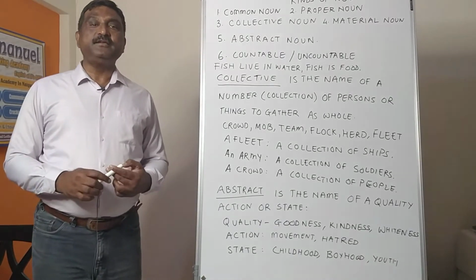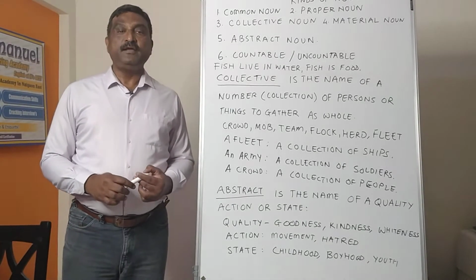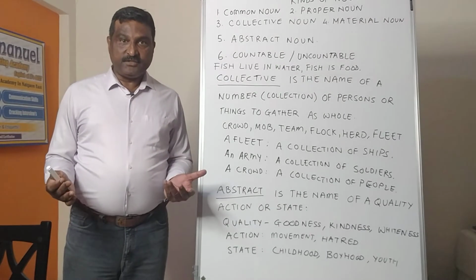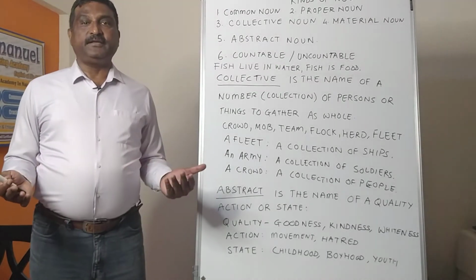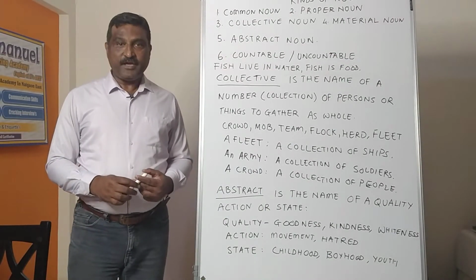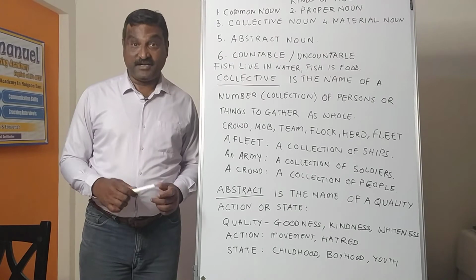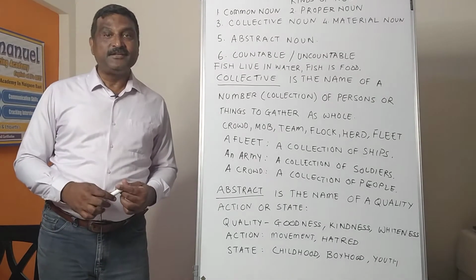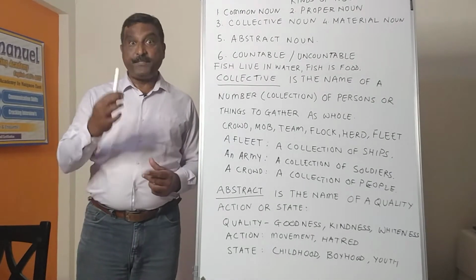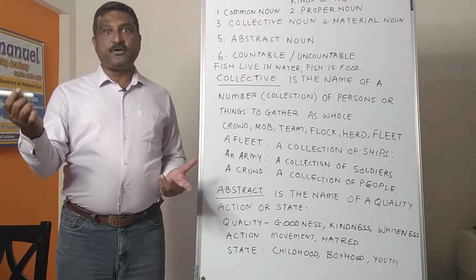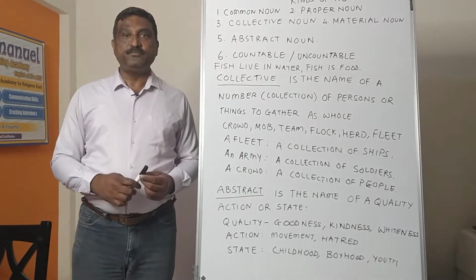A common noun is a name given to any common species or place or things or any object. Okay, so common noun. For example, a railway station. A railway station is a common place. It becomes a common noun. A pen. This pen is a common noun. Everybody has got a pen, so that's a common noun.